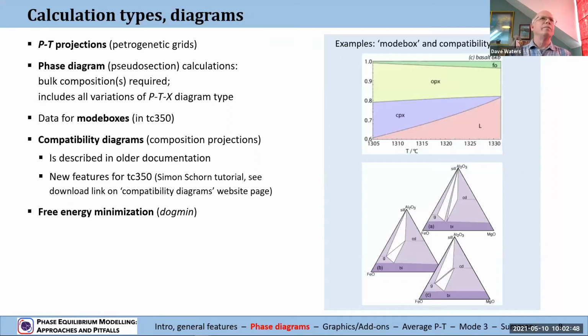So there are a variety of calculation types that can be used. PT projections or petrogenetic grids is one of them. Phase diagram calculations, that will be most of what I talk about. It's probably the one utilized by most people. Mode boxes, ways of assessing modal proportions as they change with pressure or temperature. That's again built into THERMOCALC.